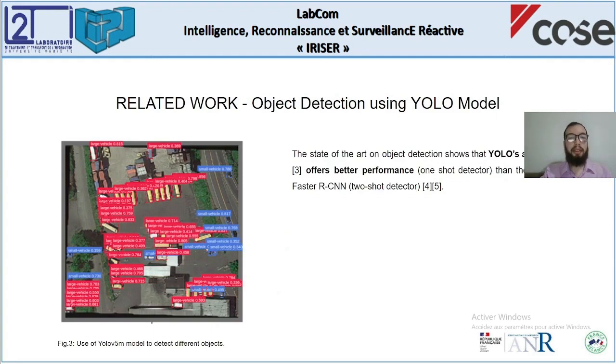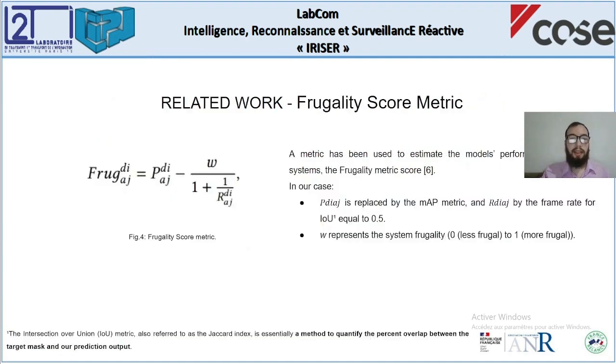In the case of object detection, we chose the Yolo models because their architecture offers better performance in relation to other object detection models, such as the fast RCNN or faster RCNN. We also used a different metric, the frugality score metric, which estimates the use of different models in different systems, so we can analyze how good a model's performance is in a system with a better CPU or a better GPU.